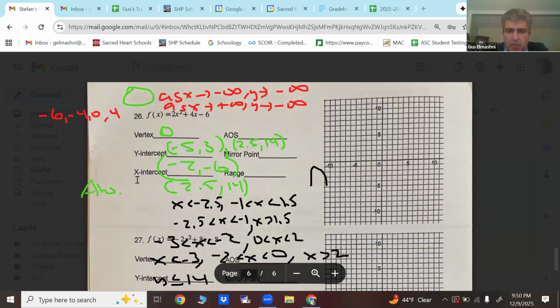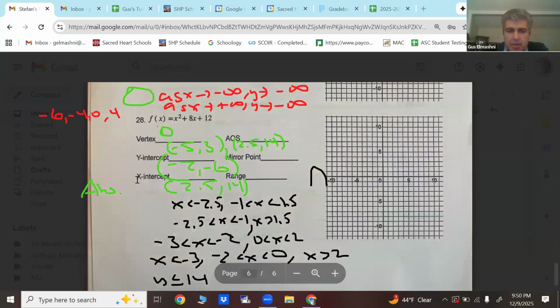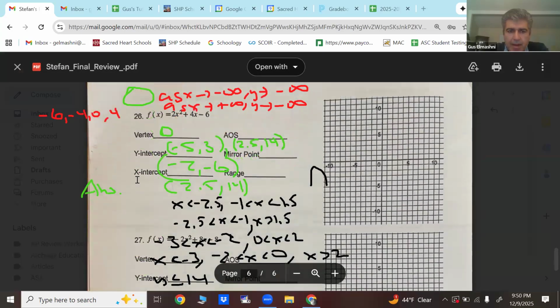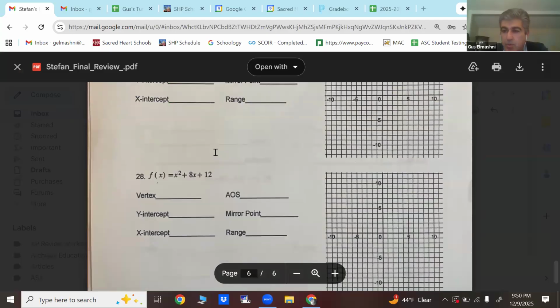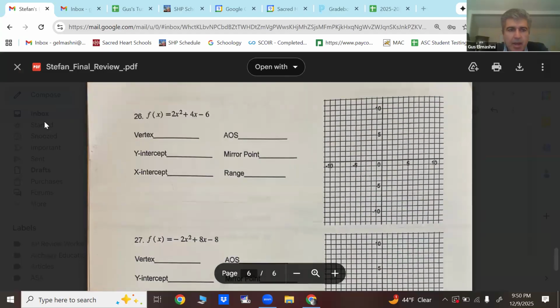I want to make sure it's okay. But before we do that, we'll do two of these graphs. One I'll have you guide me, one I'll show the efficient way, and 20 I'll have you do on your own. All right, so 2x squared plus 4x minus 6.